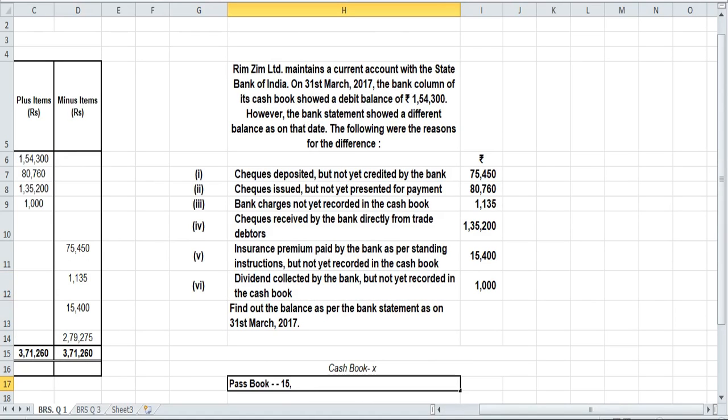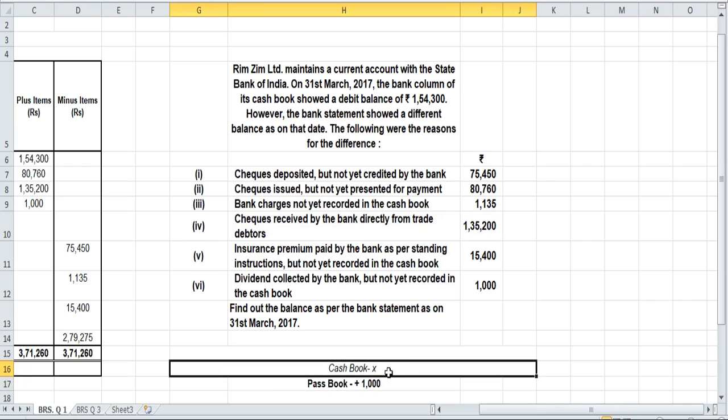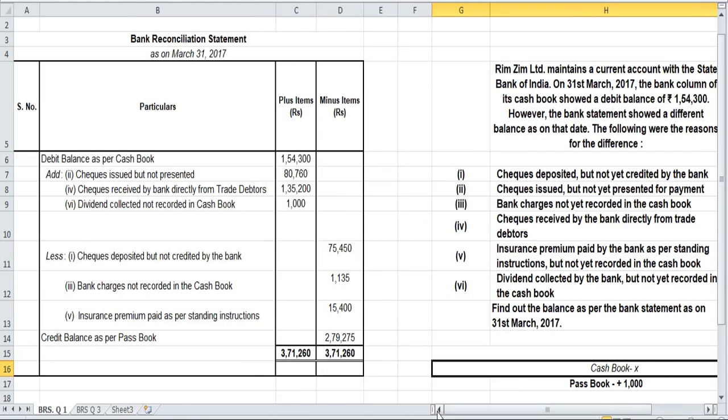Okay, then we have number 6, dividend collected. Now dividend is collected on the shares, so the bank directly collects your dividend. So your bank has collected the dividend, so it has gone up by 1,000. But there is no collection in the cash book. Your cash book is down, so you have to match with the passbook. So what you'll do, add dividend collected but not recorded in cash book. Okay, so all the plus items is been plus.